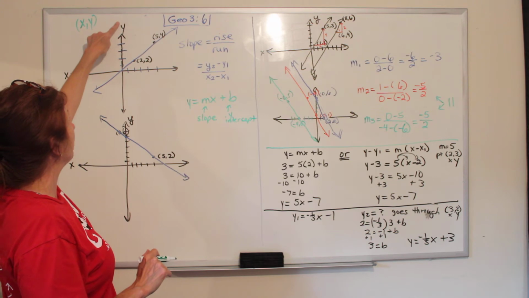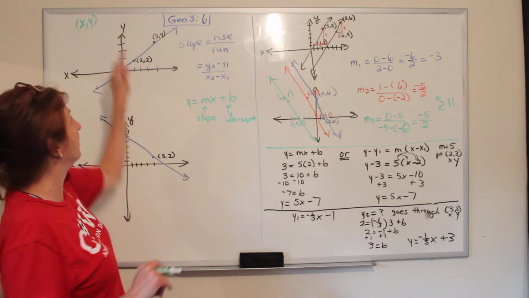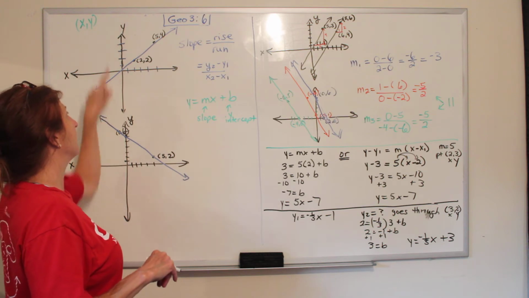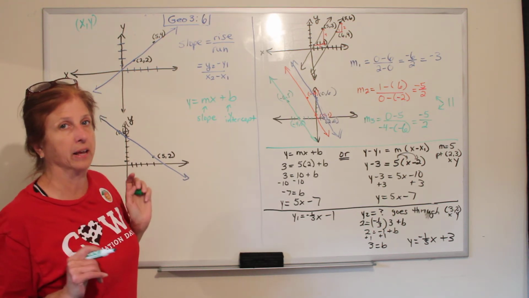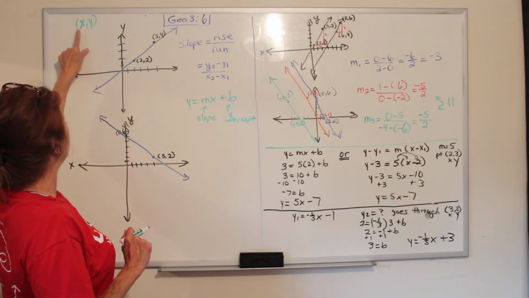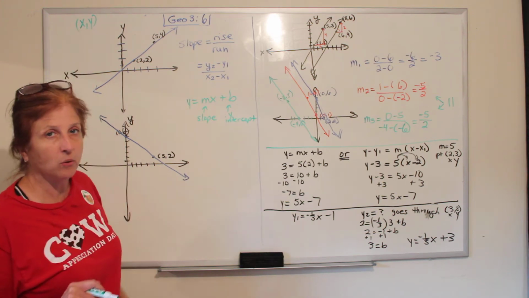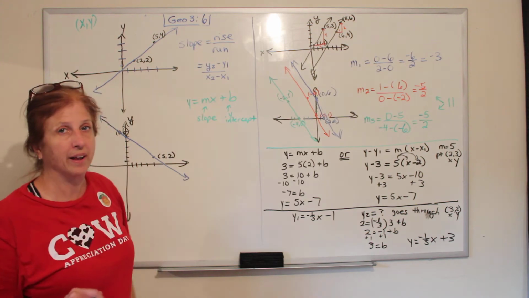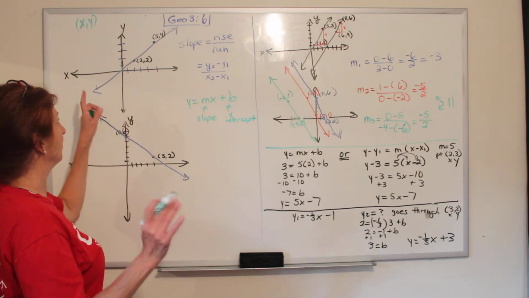So how I remember that this one's Y and this one's X is Y has a long tail going up and down, and this line is long and going up and down. How you know that X comes before Y in the ordered pair is its alphabetical order. X comes before Y in the alphabet. Took me forever to figure this out.